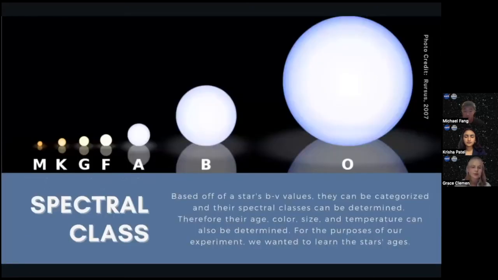And so to determine the age of the open cluster, we have to use spectral class. And basically, it's based off of the stars' B minus V values. We can sort them into the spectral class, and based off of that, we can find their age, color, size, and temperature. And for the purposes of our experiment, we wanted to find the ages. And our cutoff star happened to be an A star.